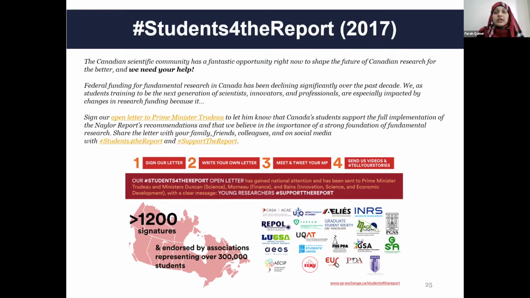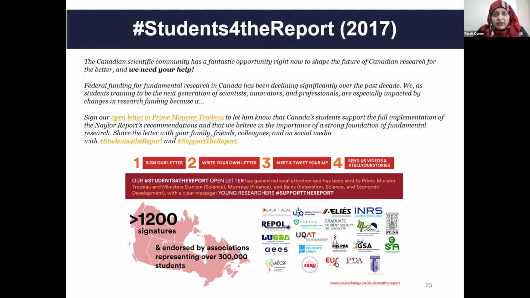There were a lot of funding recommendations in this report, funding for trainees, funding for science overall, and just pointing out where Canada has fallen behind when it comes to scientific research. And this particular campaign was trainees getting together to say, we're supporting the report, we're students for the report, and it was led by Science and Policy Exchange.